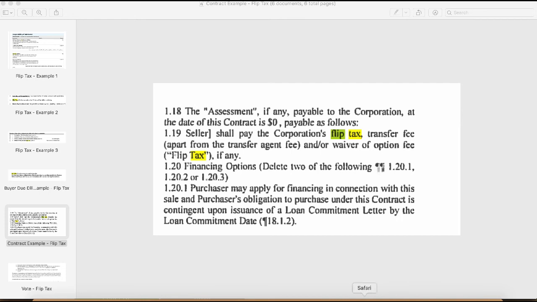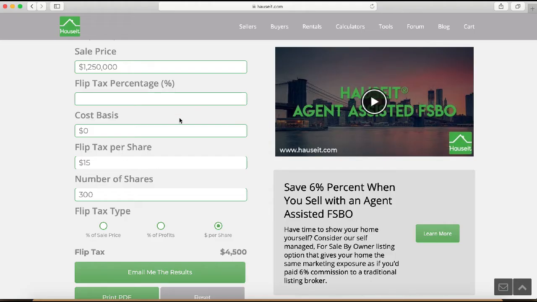So going back to the calculator, as a quick summary, 3 types of flip taxes. We've talked about 2 of them. We've talked about percentage of sale price, and we've talked about dollar per share. There is a less common flip tax, which is called percentage of profits. And in this case, usually it's a percentage flip tax, but it's based on the profits that you're taking home on the sale. Now, in order to calculate that, there's 3 components we need. We have our sale price, we have our flip tax percentage.